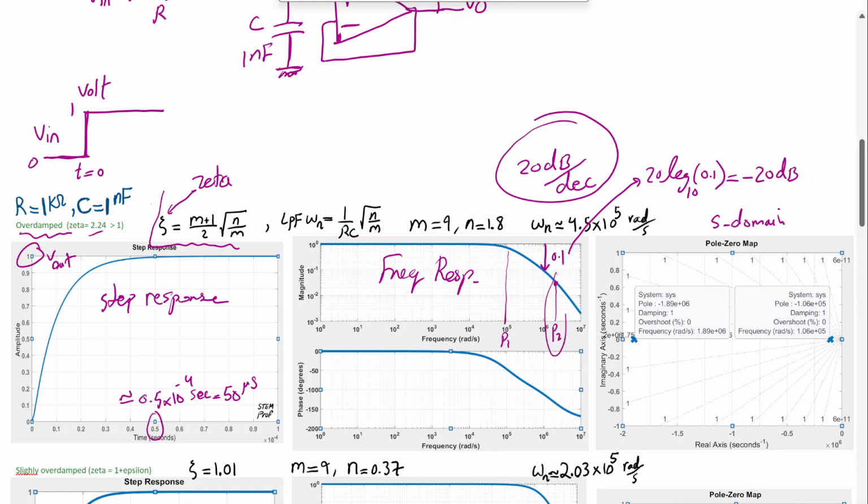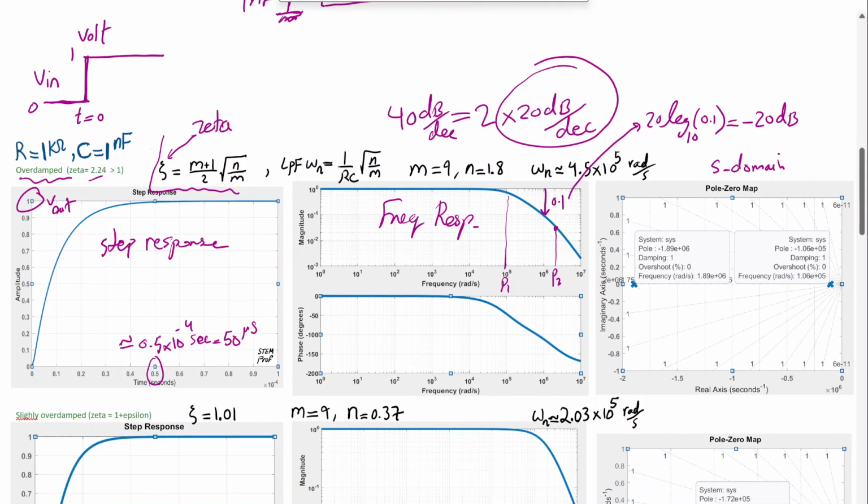After we cross P2, the slope of this drop actually goes to twice, because now we are dealing with 2 poles, 40 dB per decade. So there you go. Over here, now the slope is dropping faster. After this point, if we increase frequency 10 times, instead of a 20 dB drop, there will be a 40 dB drop. So we get a 40 dB per decade drop. Every 10 times increase in frequency, we drop the magnitude response by 40 dB.